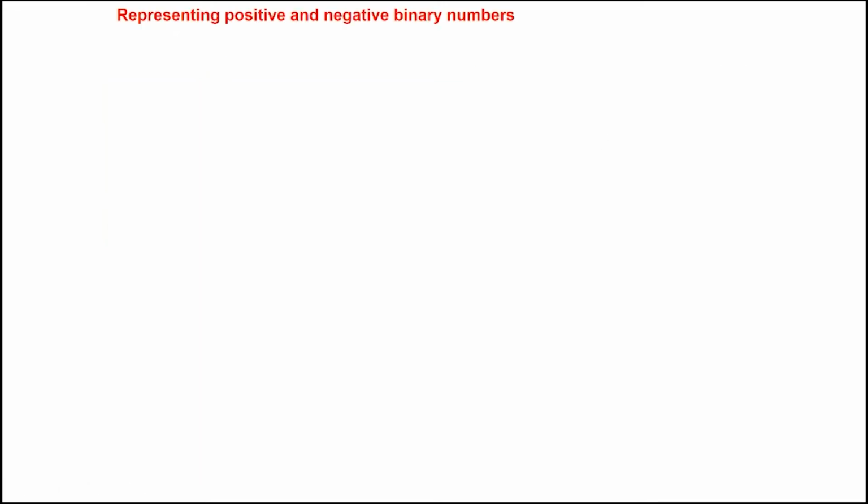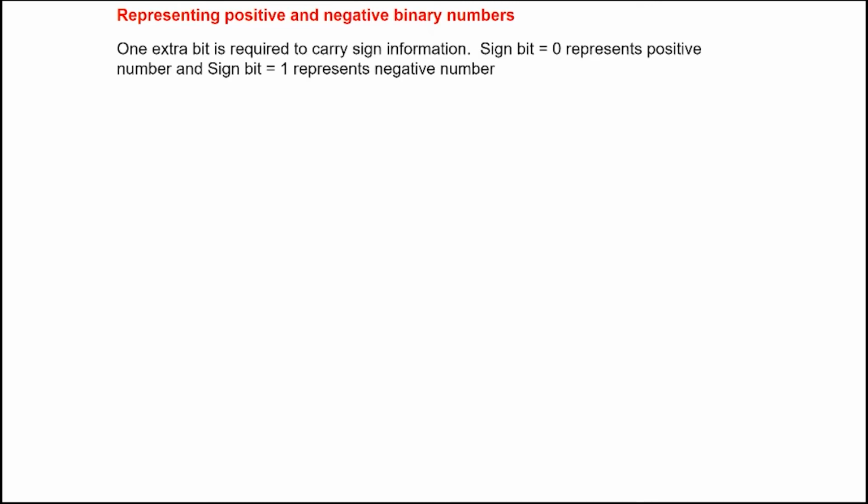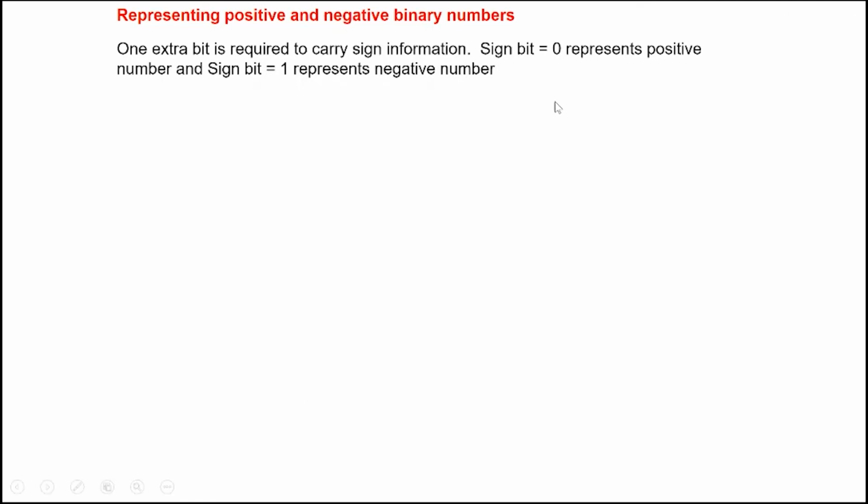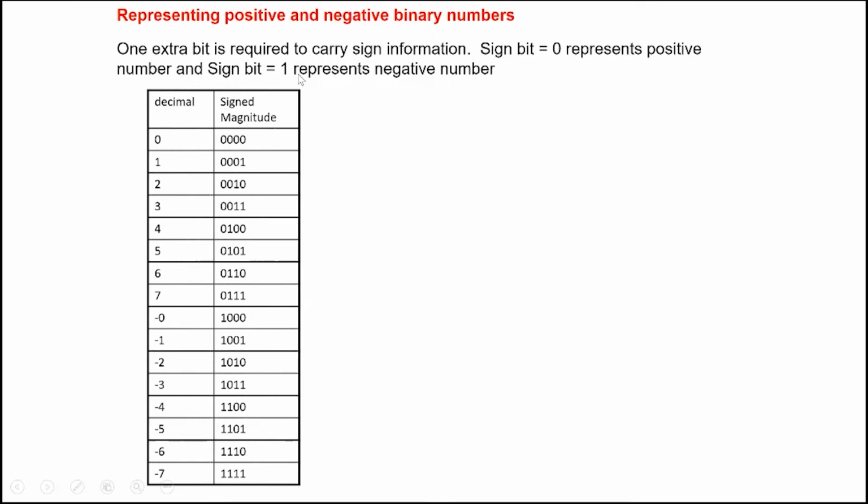Okay, so now what we are saying is that it's obvious that if you have binary numbers, you would like to represent them. The numbers may be positive and negative, and you need a representation for a number such that you can indicate the sign of the number also. So when you have a sign also, you need an extra bit to represent that particular sign here. So sign bit equal to 0 normally represents a positive number, and sign bit equal to 1 represents a negative number here.